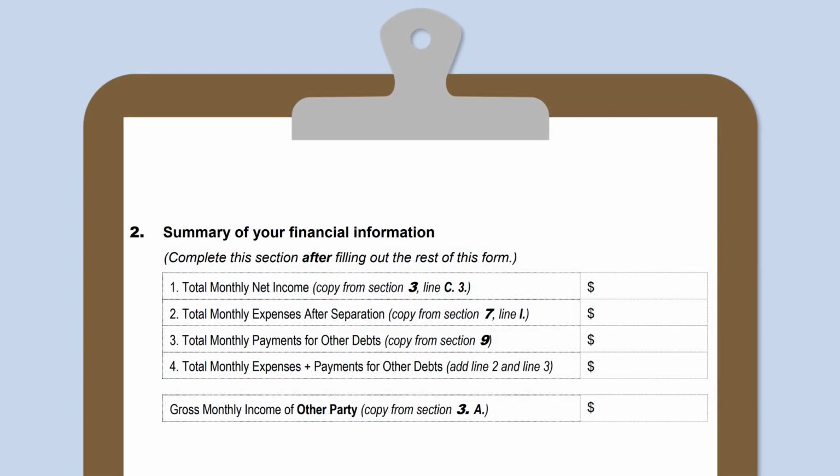Section 2 is a summary of all your financial information. You will transfer information from other sections of this form back here to Section 2, so let's skip this for now. We will come back to it later.